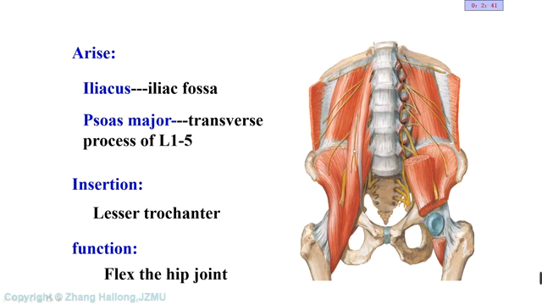So the function is, when this muscle contracts upwards, it will make your femur move forwards. This one is flexion. It flexes the hip joint.